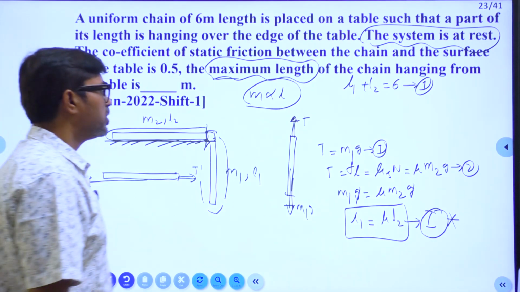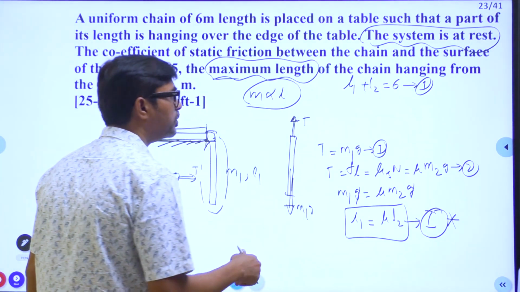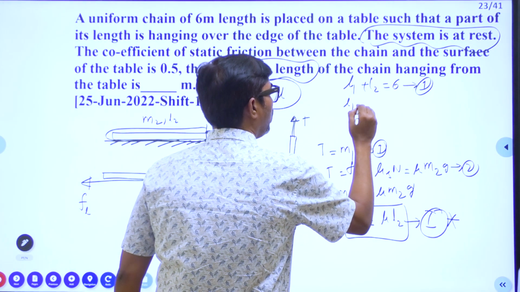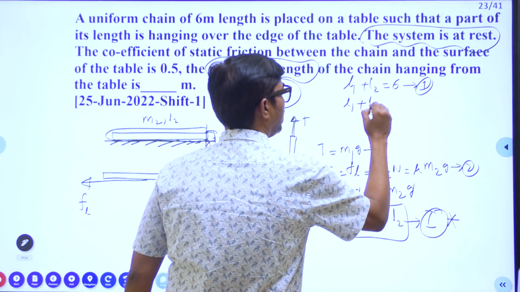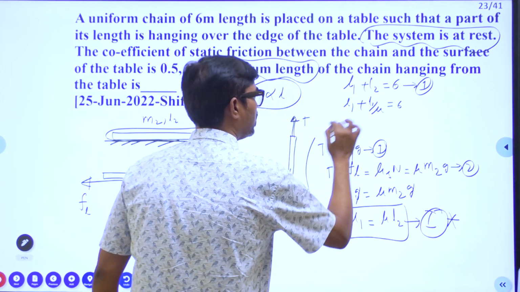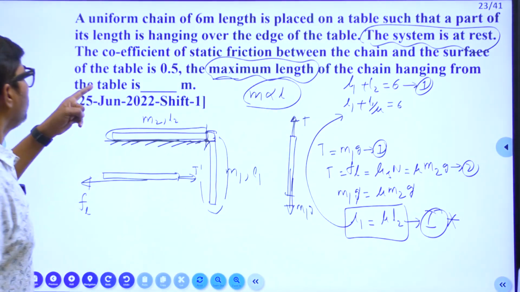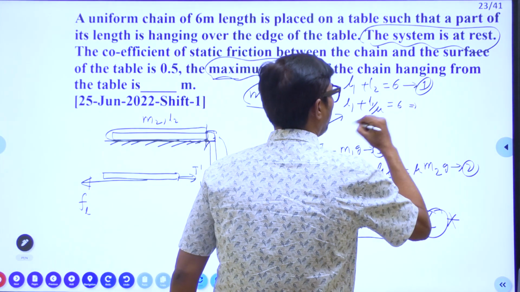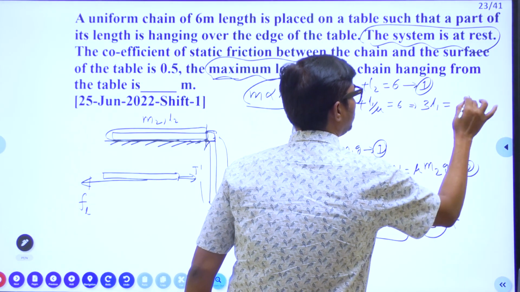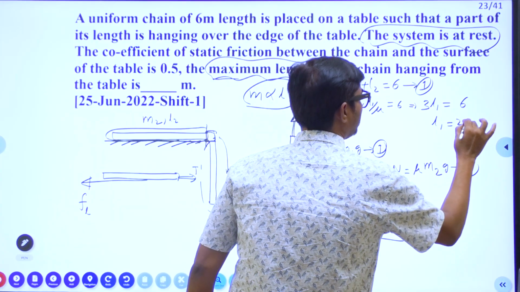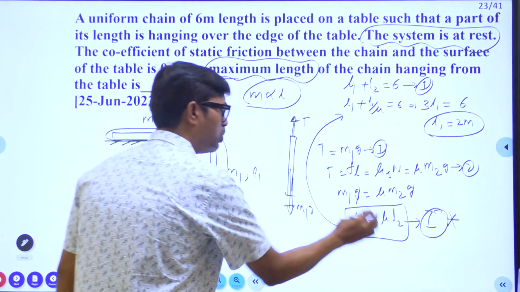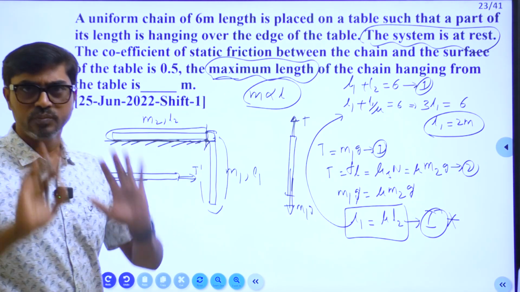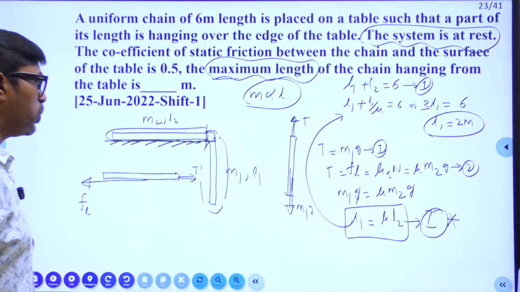Now we have two equations to solve for two unknowns. I want L1. So L2 can be written as L1 by mu. L1 plus L1 by mu equals 6 by substituting here. They gave mu equal to 0.5. 1 by 0.5 is 2. So this will become 1 plus 2, 3 times L1 equal to 6, or L1 equal to 2 meters. So if you remember this formula, you can straight away write it. L1 equal to mu times L2. Please remember it and you'll be able to solve it very quickly.